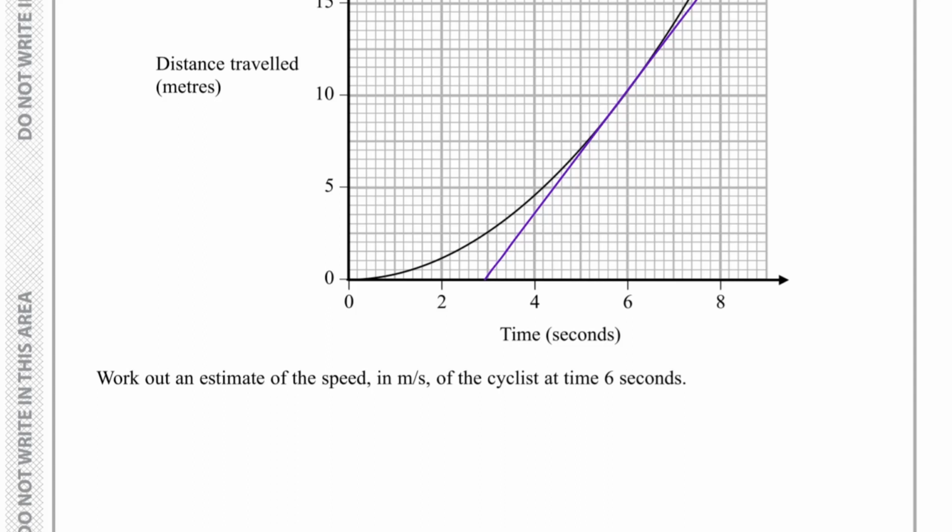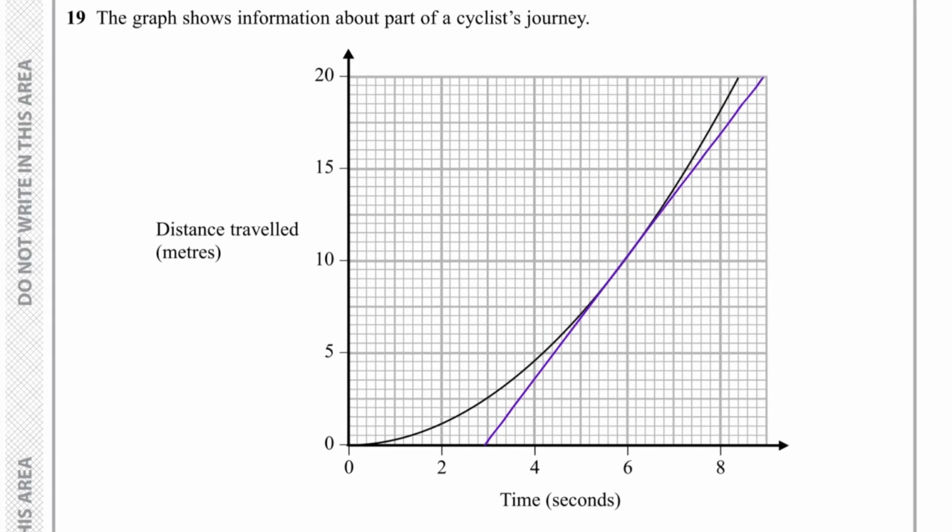So the speed is equal to the gradient of this line, so the change in y. Let's just write this down properly. The change in y is going to equal 20 meters, and the change in x is going to be 9 take away 3, which is 6. So the change in x is going to be 6 seconds.